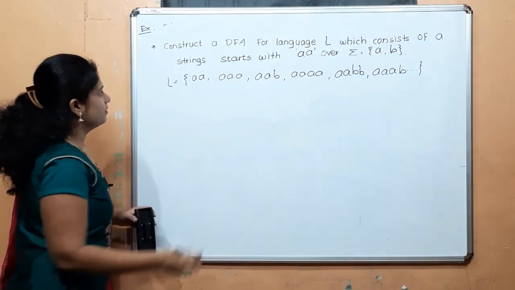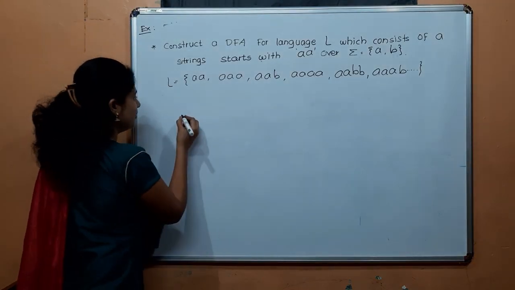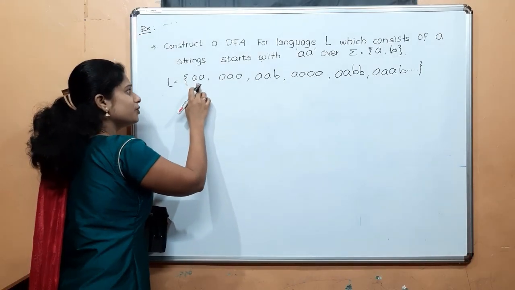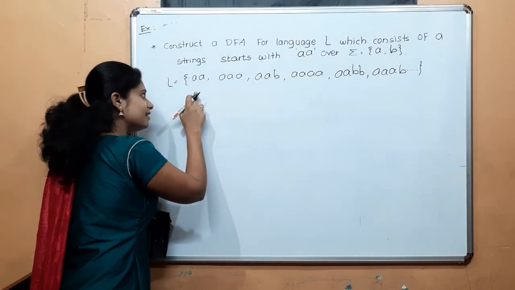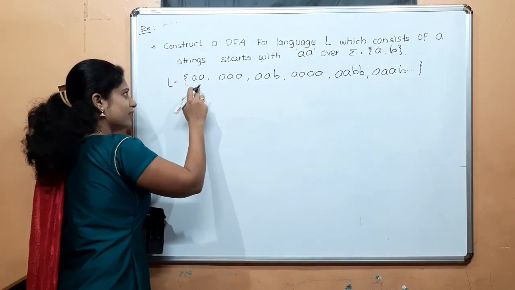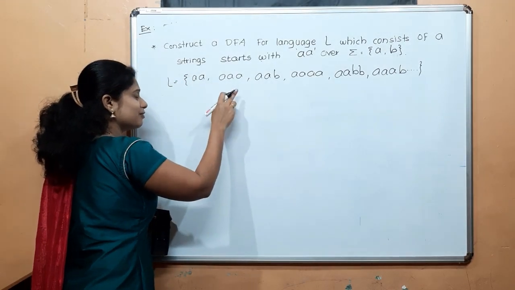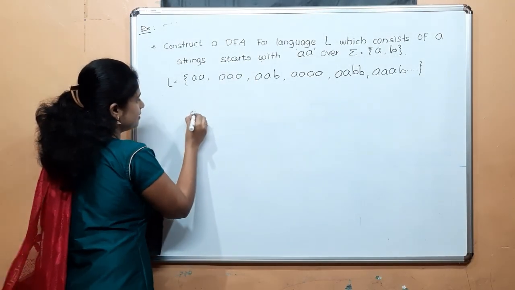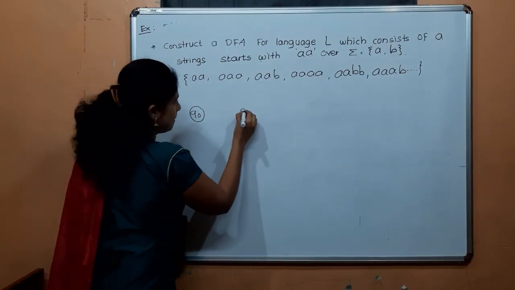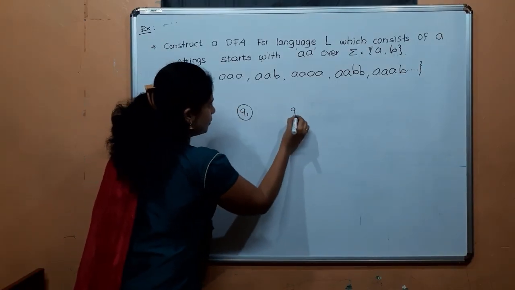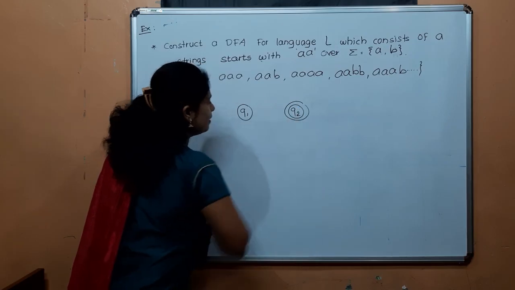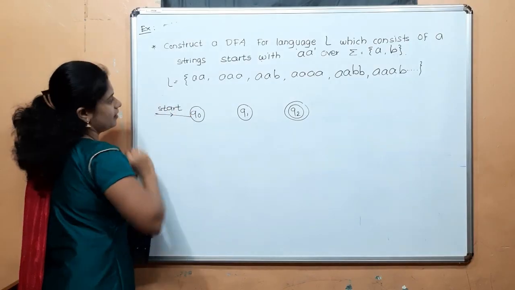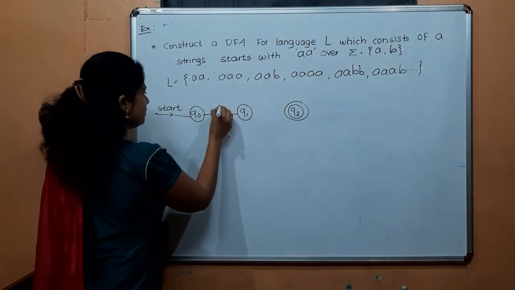Okay. Now we can draw the transition diagram. The length of the minimum string is 2 and 1 is added to the length of this string, that is 2 plus 1 is equal to 3. Therefore the given transition diagram contains 3 states. See here, initial state Q0, then Q1 and Q2. This will be the final state. Here we can start the transition diagram. Start. Okay. A.